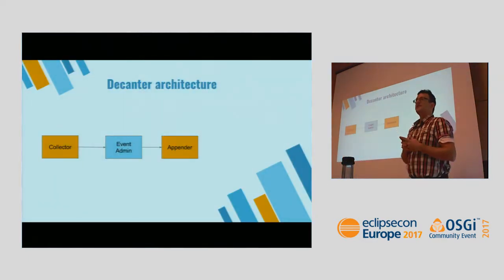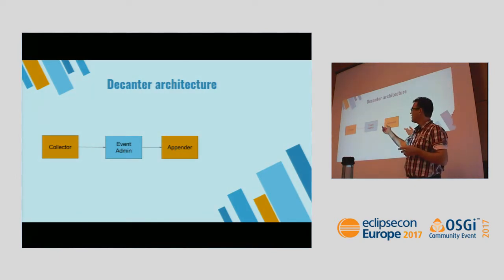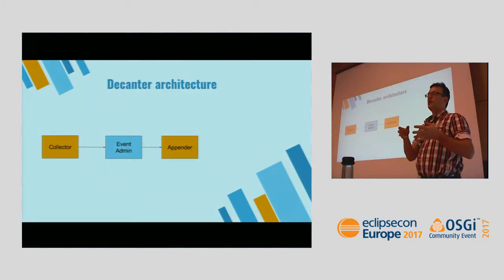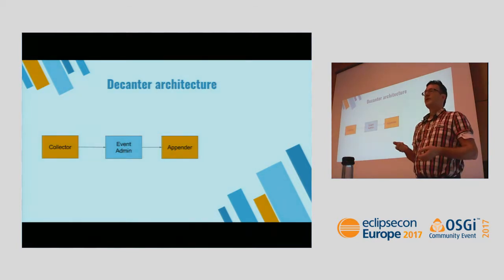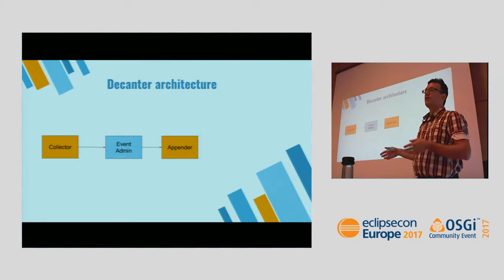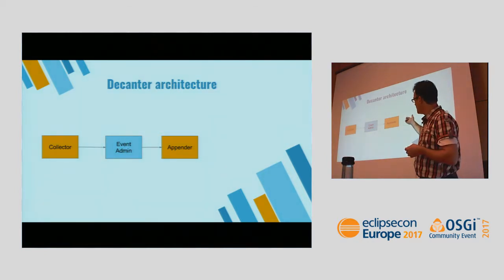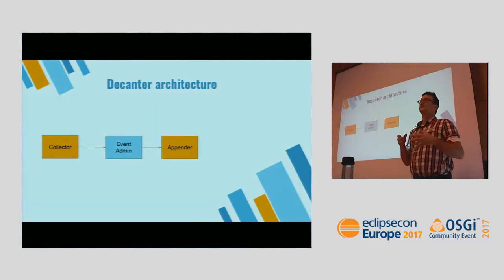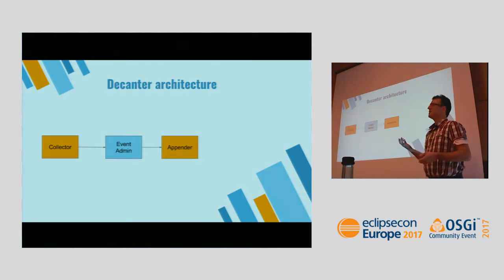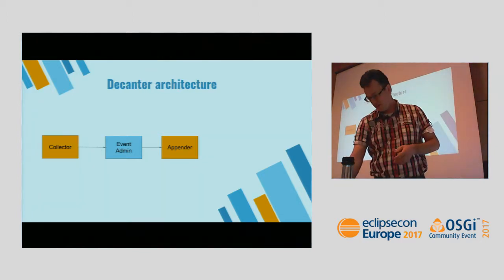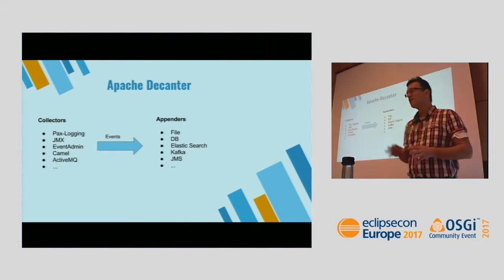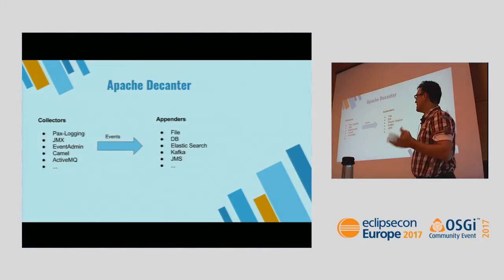So how does the Decanter architecture look like? It's pretty simple actually. The main things are collectors and appenders. Collectors get information from some source like log or JMX or whatever, and they send it all to event admin to certain topics, and appenders are responsible for listening to event admin and sending out to several sinks of information like a database or Elasticsearch or JMS, mail, whatever. So actually there's a bit more in Decanter, but that's the main concept.